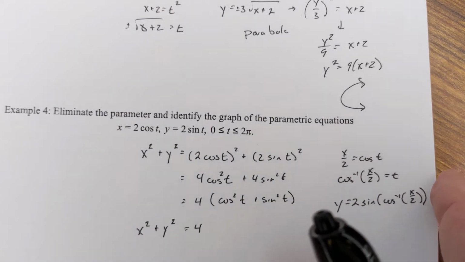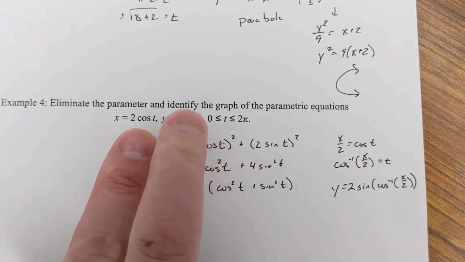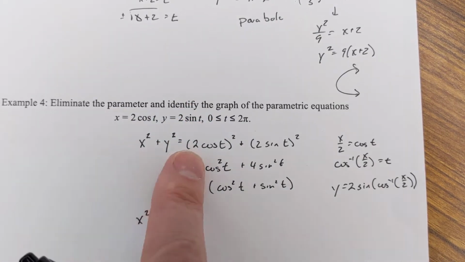It's a circle with radius 4, which this equation will give you. But if you have 2 different trig functions, that's typically what you're going to do. Use x squared plus y squared.